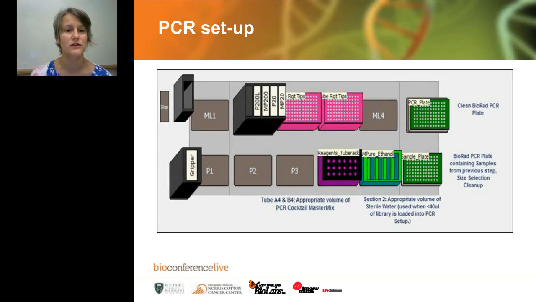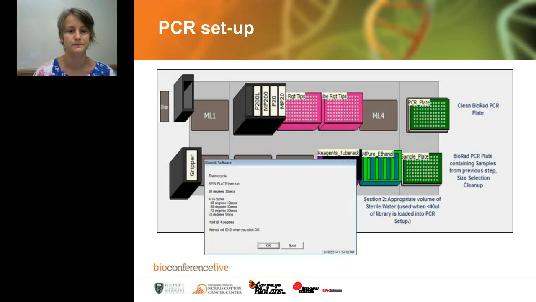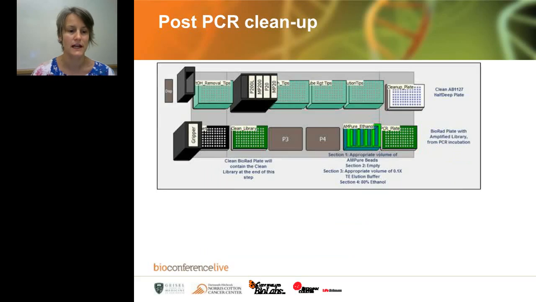So after the cleanup step, we go on to set up the PCR step, and the master mix is then added to a chilled plate. And again, this is all set up within 96 well plates on the instrument. And it tells us exactly what we need to do to put it in the PCR machine afterwards.